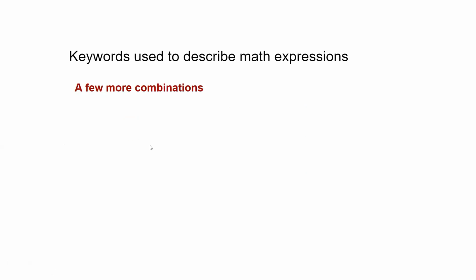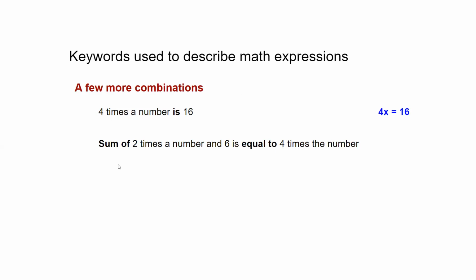All right, there's a few more combinations I want to talk about before we get to example problems. 4 times a number is 16. In this case, I have the word is highlighted because it stands for the equal sign. So everything to the left of the word is going to be on the left side of the equation, and everything to the right of the word is going to be on the right side. So that turns into 4x equals 16. Finding the is and breaking it up into 2 parts can be very helpful.